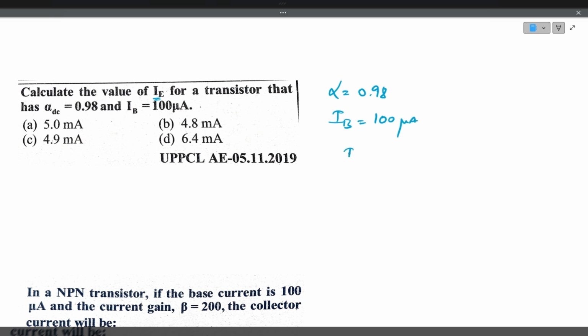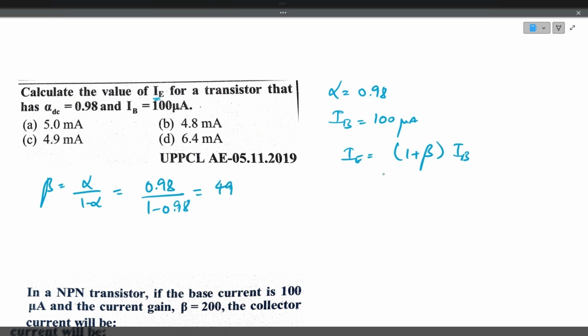He is asking us to calculate the emitter current, which is equal to 1 plus beta times IB, whereas beta is equal to alpha divided by 1 minus alpha. So substituting the values 0.98 divided by 1 minus 0.98 gives us a beta value of 49. So if you substitute these values, IE is equal to 49 plus 1, that is 50, times the base current of 100 microamperes, which gives us 5 milliamps. So emitter current is equal to 5 milliamps. Answer is option A.